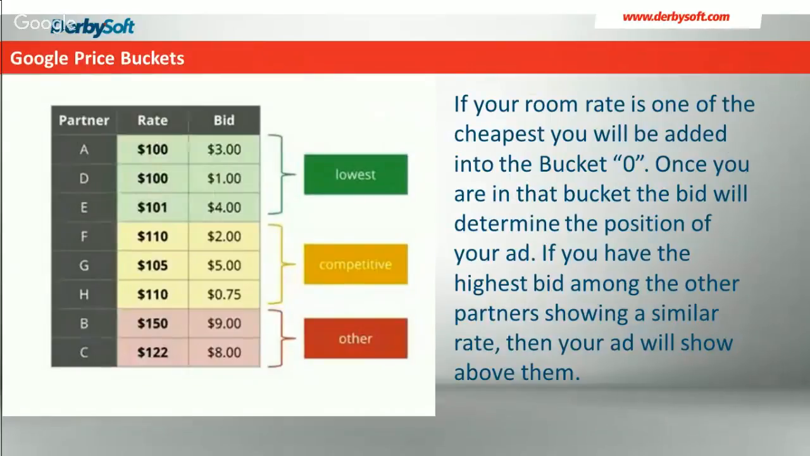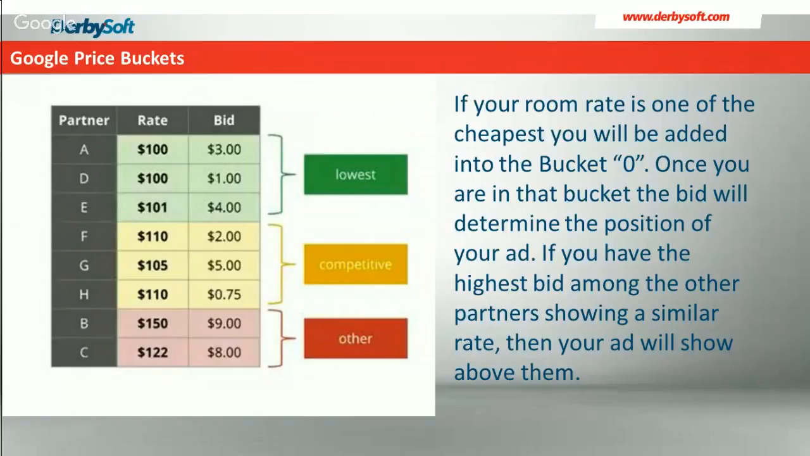Google is no different. I alluded to this earlier, talking about Google price buckets. Very simply, they start off by asking the question, is your room rate one of the cheapest? If the answer is yes, you are added into price bucket 0, and now you are bidding against everybody else in price bucket 0. Imagine if you were the only one in price bucket 0. You'd be bidding against yourself.